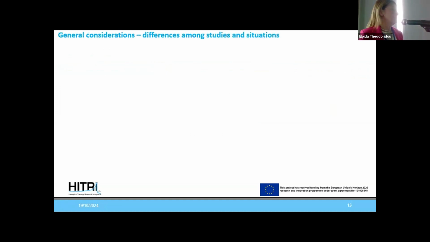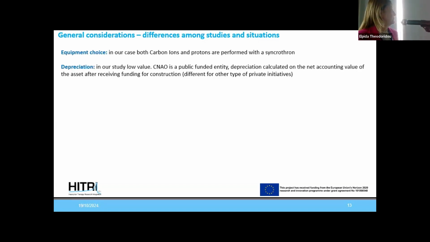So, a quick look to the differences among the studies as a situation. What they are due to the equipment choice, we already told before. The depreciation, for example, because for a center like CNAO that was public funded for the construction, according to our local accounting rule, depreciation are calculated on the residual value of the asset, deducted the contribution received by the government. That means that the depreciation, if we think that CNAO is almost for the overall cost of the construction public funded, our base for calculate depreciation is low, and this is significantly different from a private initiative. Also related for depreciation, different rates can be used in one country compared with another.